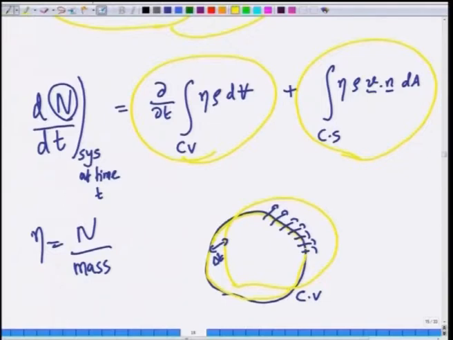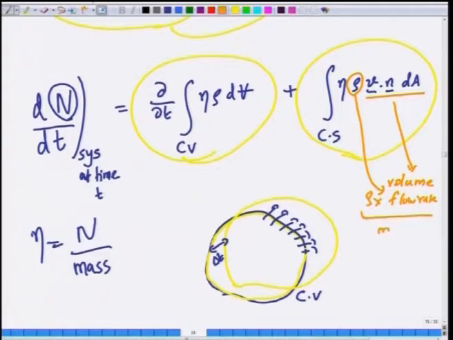The physical interpretation for this term is like this: V dot n dA is the volumetric flow rate through an infinitesimal patch, and rho is mass per unit volume. So, if you multiply, this will give you the mass flow rate.